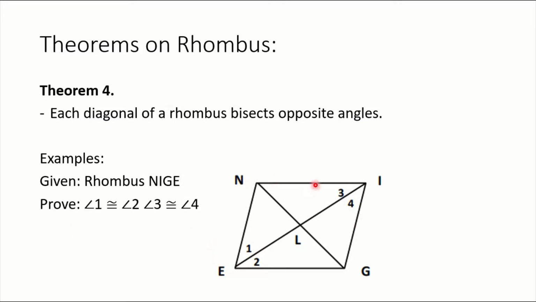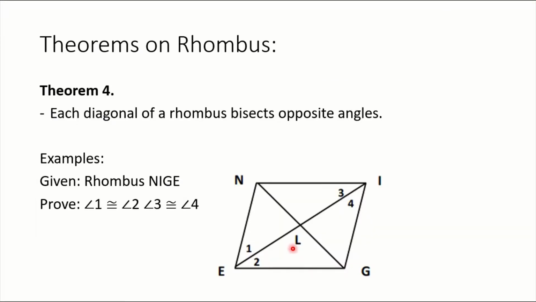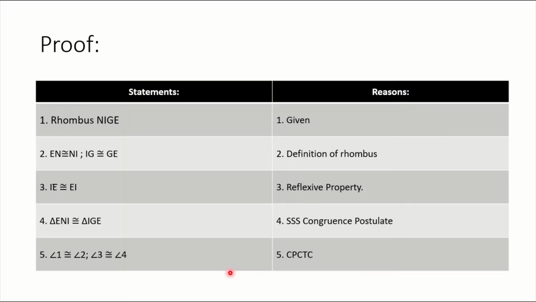ENI, itong triangle na to, tsaka yung triangle na to. So nahati siya sa gitna, 'di ba? So that is by SSS congruence postulate, no? And therefore, angle 1 and angle 2 are congruent. Angle 3 is congruent to angle 4 by CPCTC. Corresponding parts of congruent triangles are congruent kasi nakabuo tayo dito ng dalawang triangle. And yung mga corresponding parts niya ay congruent.